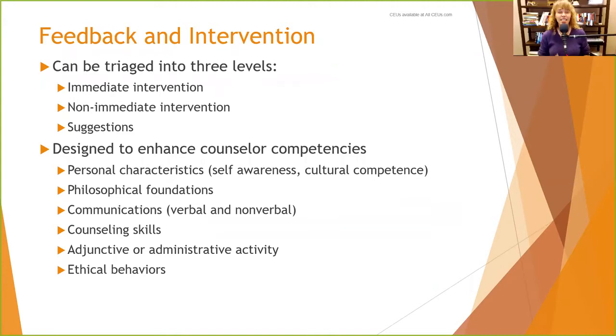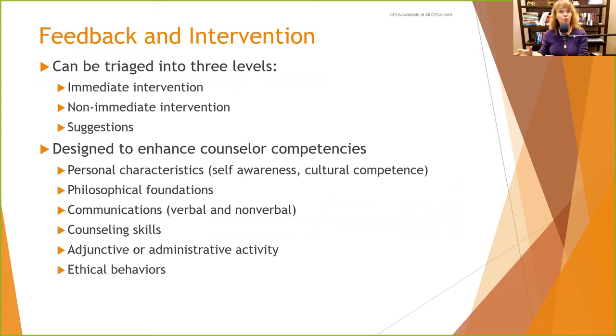So this is what we're talking about with personal characteristics. They're philosophical foundations. When we're enhancing these and providing feedback, we're going to be asking the supervisee with each client, what do you think is causing this? What do you think is triggering this? What interventions might you use, and how does that fit with your philosophical approach?